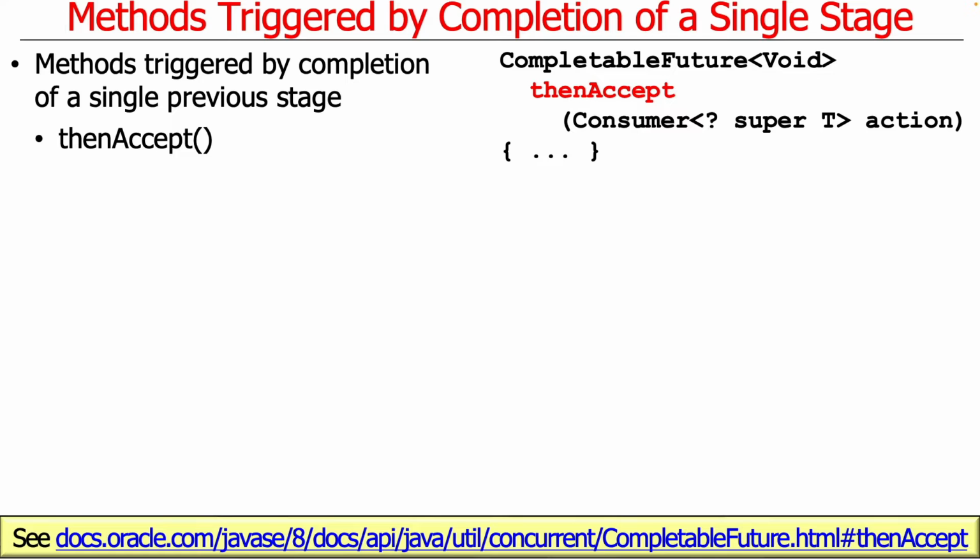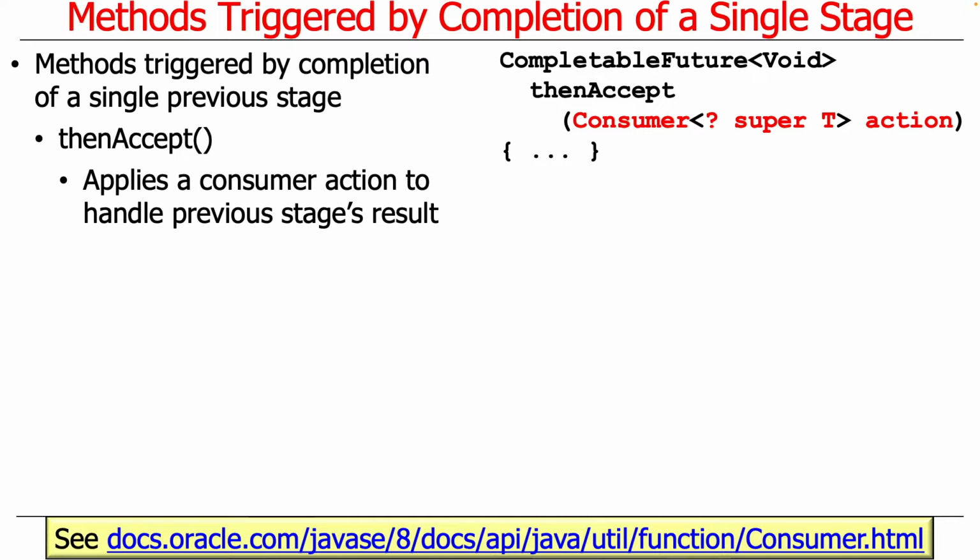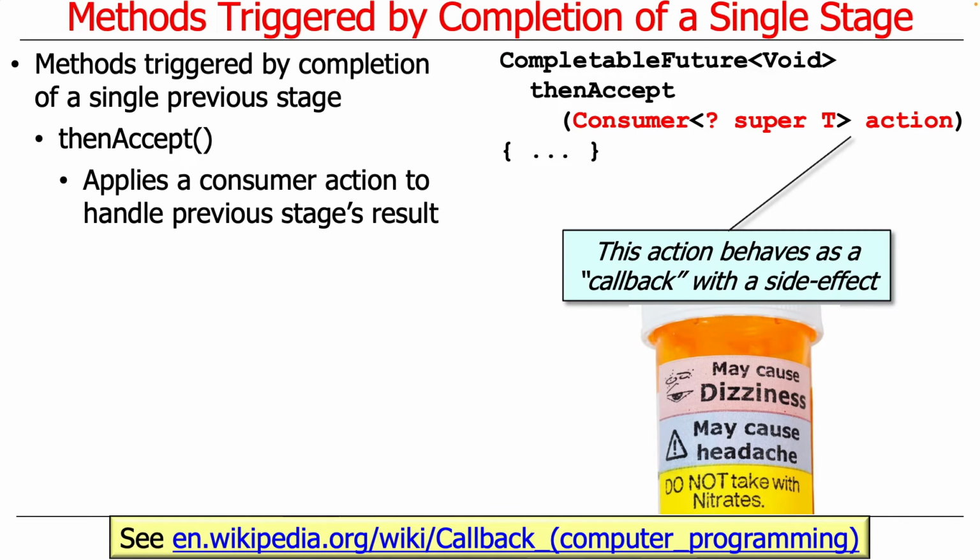So the thenAccept method is also a completion stage method that's triggered by the completion of a single previous stage, like thenApply and thenCompose. Except this is a bit different. First, it takes a consumer action rather than a function. And what that means is that there's really no return value. A consumer just consumes or accepts a result, doesn't have an output. And this, therefore, behaves as a callback. You can think of the action you pass in here as a callback.